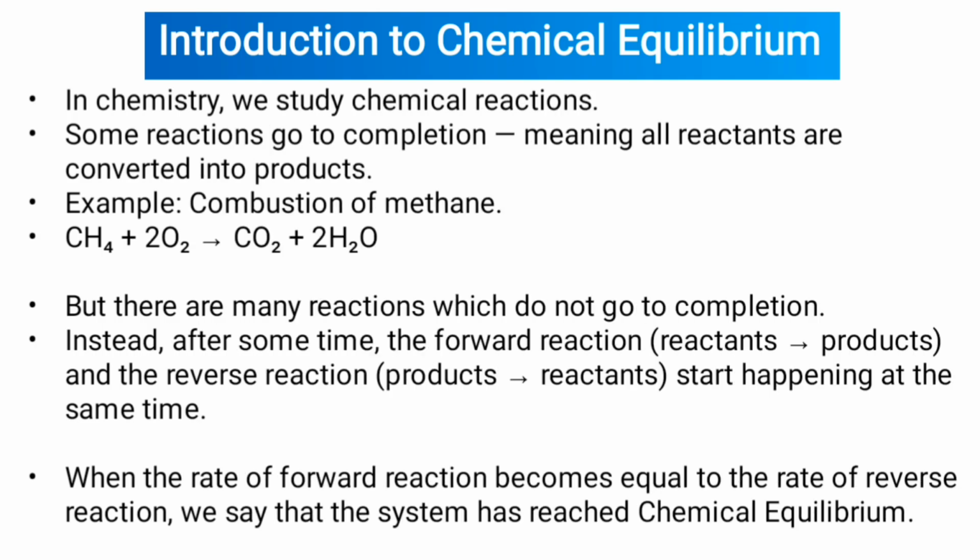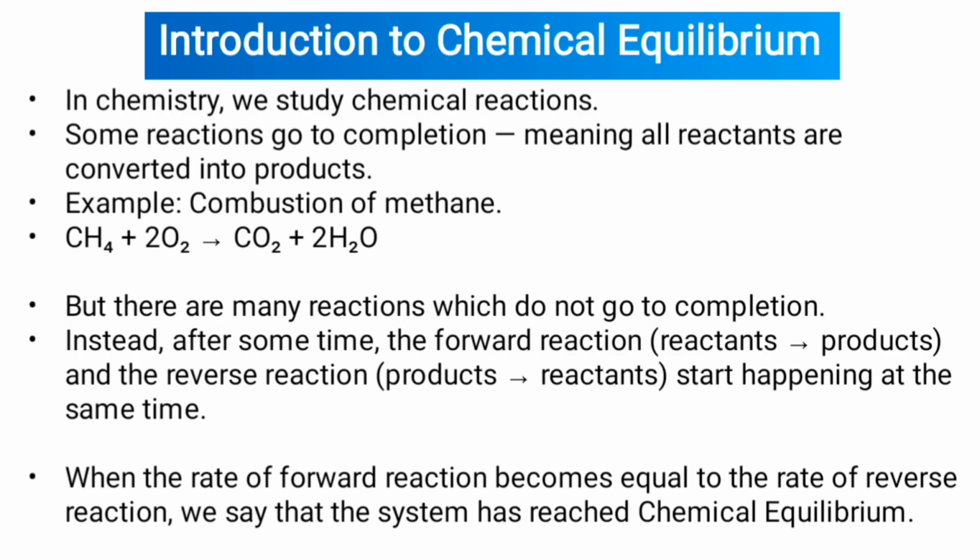Now, an introduction to chemical equilibrium. My dear student, in chemistry, we study chemical reactions. Some reactions go to completion, meaning all reactants are converted into products. Example, combustion of methane, CH4 plus 2O2 gives CO2 plus 2H2O. But there are many reactions which do not go to completion.